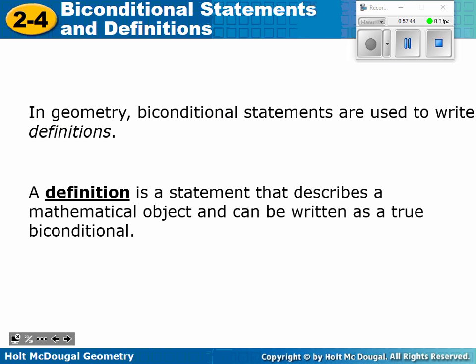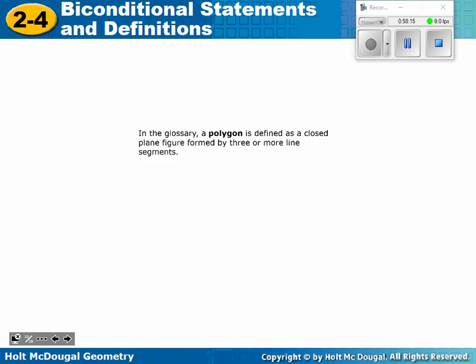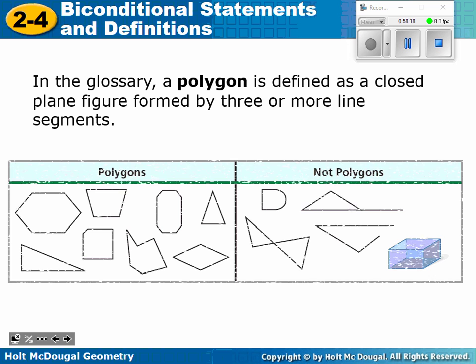Okay, the last thing in your notes are some basic definitions that you should already know, and the definition for the word definition. A definition is simply a statement that describes, in our case for geometry, mathematical objects, and every definition can be written as a true biconditional. So a definition is just a statement that describes your mathematical objects, and they always can be written as a true biconditional. Some definitions you should already know.